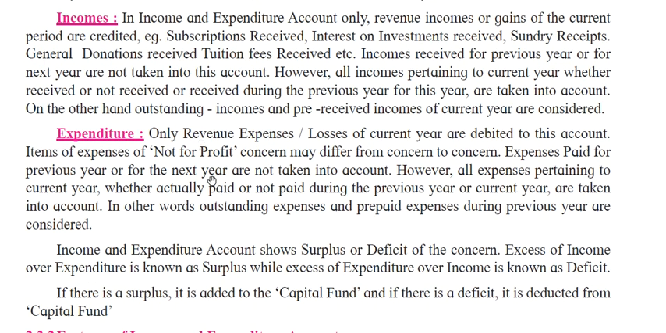And expenditure. What is expenditure? Only expenses and losses of the current year are debited to this account. Current year expenses are debited to this account. So items of expenses of a not-for-profit concern may differ from concern to concern. Expenses paid for the previous year or for the next year are not taken into account.